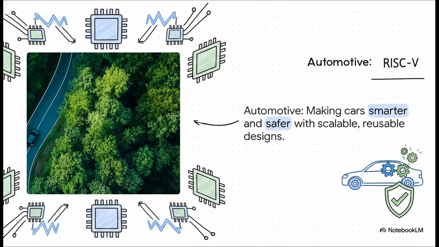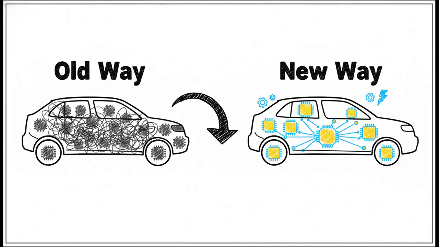First up, your car. Not long ago, Infineon, a global giant in automotive chips, announced their entire future roadmap for microcontrollers will be built on RISC-V. I mean, that is a huge vote of confidence from an industry where you absolutely cannot mess around with safety and reliability. So why is this happening?